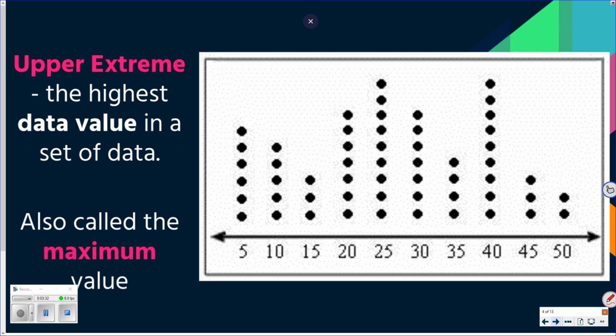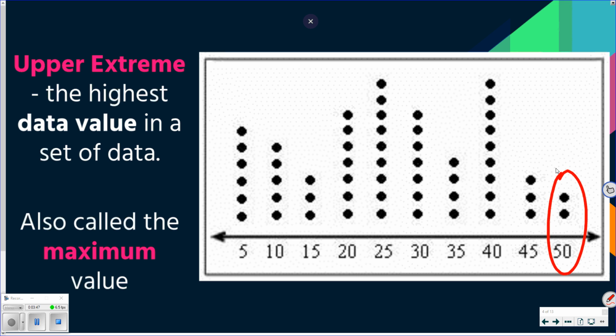The upper extreme is then the highest data value in a set of data. This also has a synonym, which is the maximum value. In the dot plot that we've been looking at, our upper extreme is 50. It is the biggest or highest data value in our set. So our maximum value would be 50.